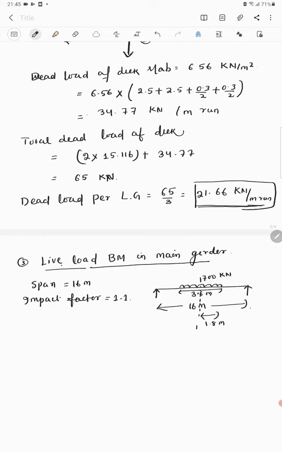Okay, so to find out the moment, we can draw the ILD for bending moment. So in this case, if we draw the ILD, okay, this is the center. This is the center.